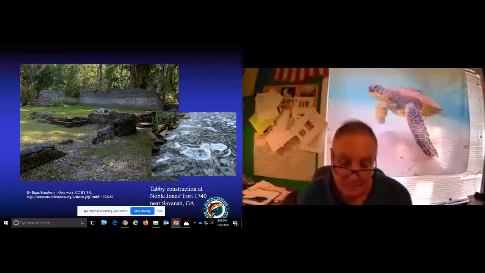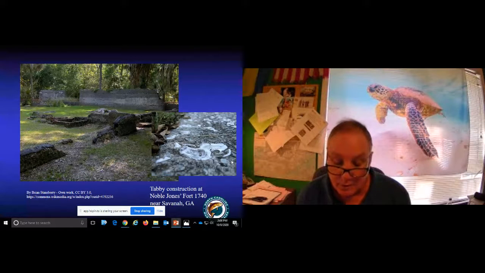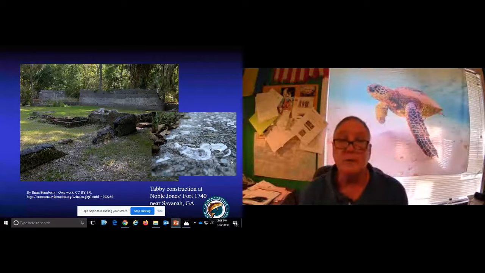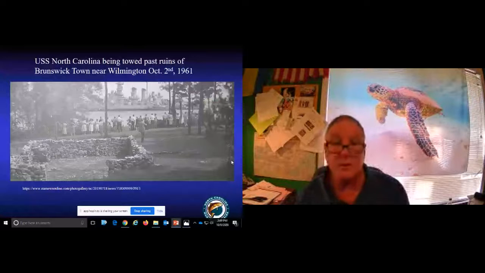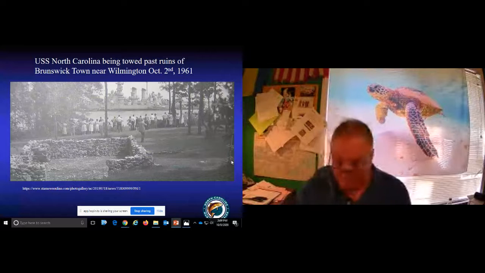This is a photo with the tabby construction remains of an 18th century building foundation at Old Brunswick Town, south of Wilmington. This was in 1961 as the USS North Carolina was being towed upriver to her new berth in Wilmington, where you can go visit her today. But I just thought that was a neat juxtaposition of history and time changing there. So I thought that was cool.